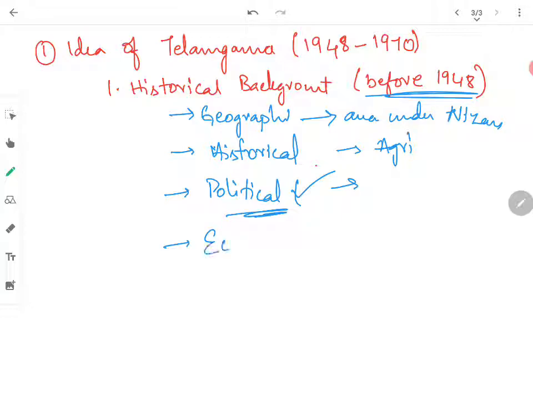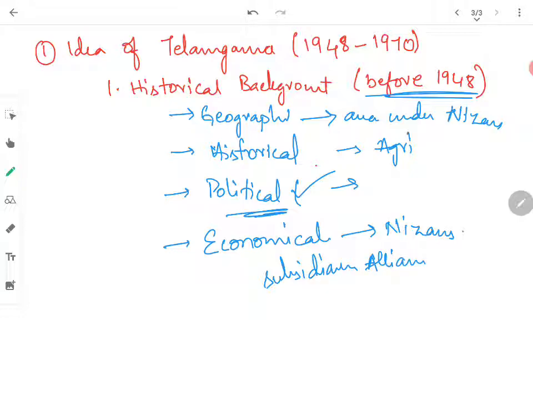And then economic conditions. As you know, Nizams were really rich and they maintained a subsidiary alliance with the Britishers. So, what happened during the subsidiary alliance? What were the financial conditions prevailing? And how much did they lose in maintaining the Britishers' army? All these things are discussed in the economic background.